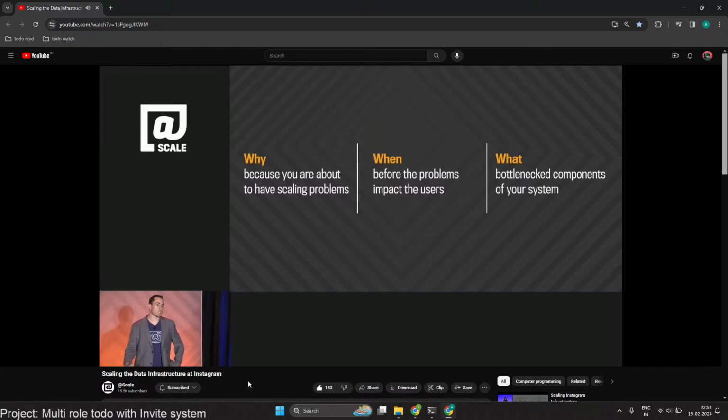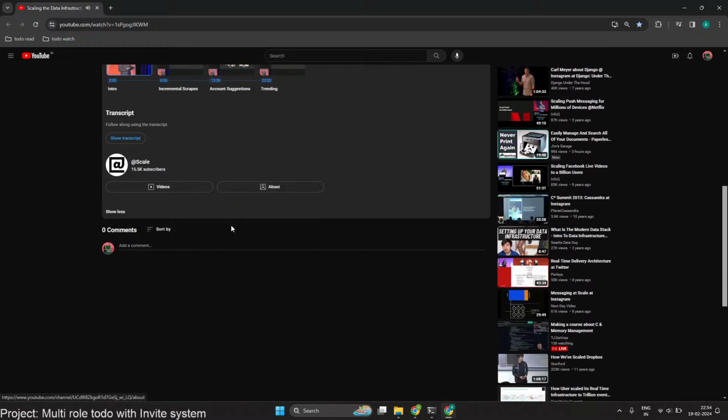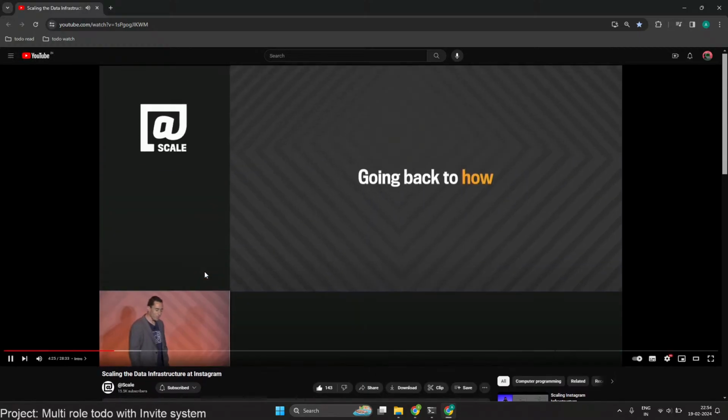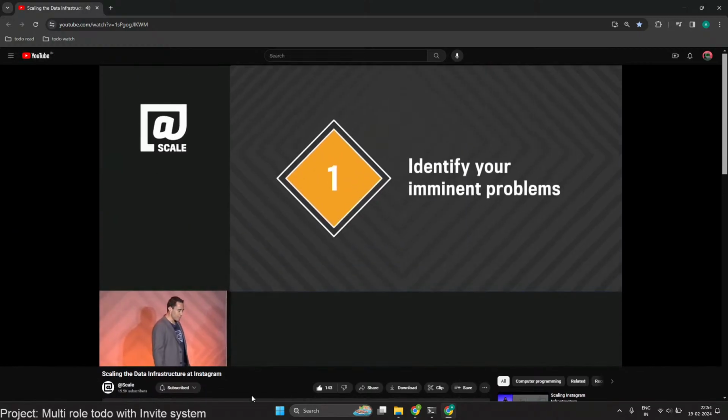And what to scale, that's much simpler. You just look at your architecture, you look at your system, and you find the parts of it that are the most stressed, the bottlenecks that are compromising the whole architecture, and that's the part that you focus on first. Okay, I think most of you already know that. So that goes back to how. That's the recipe that we use on Instagram.